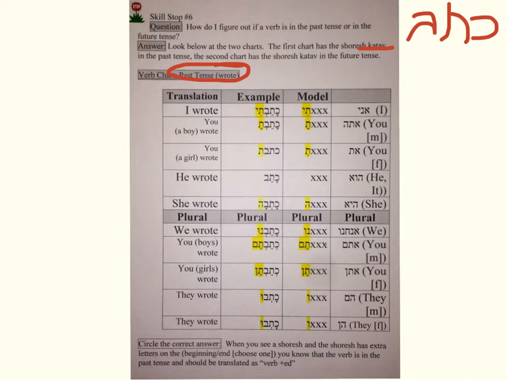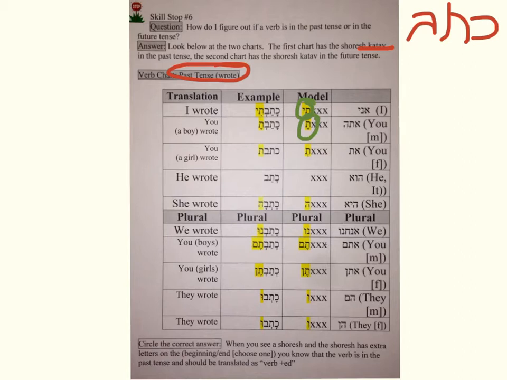So if you take a look at the endings, the model has like the XXX means that's the shoresh, and then you add on that ending to whichever the shoresh is. So for example, katav turns to katavti if I wanted to say I wrote. And katav turns to katavta if you're talking to a boy and you want to say you wrote.